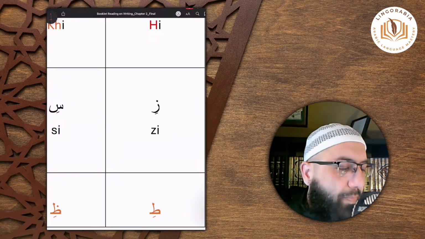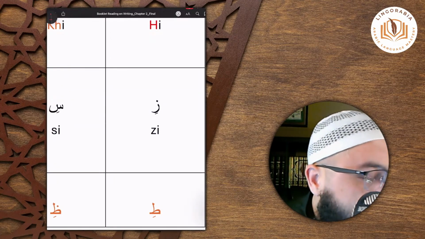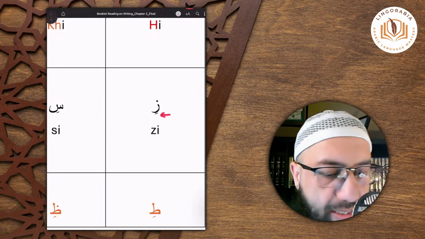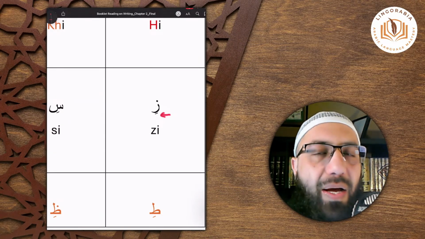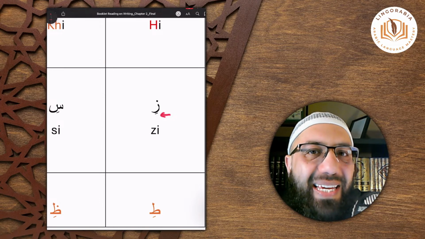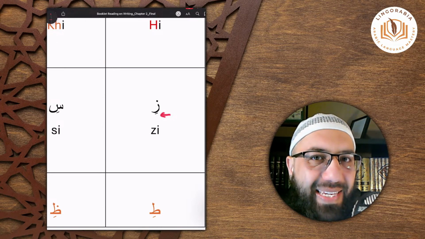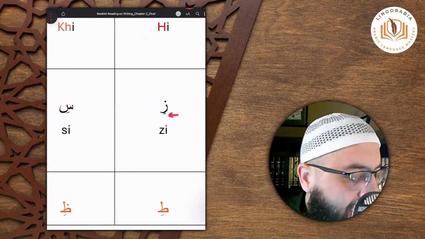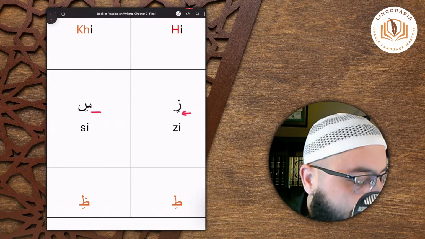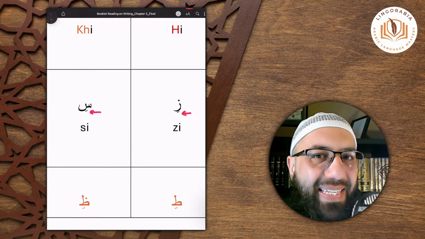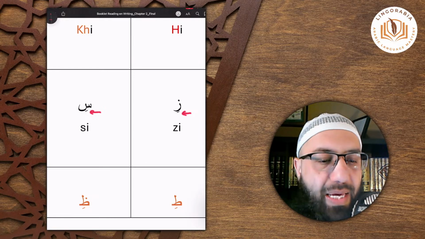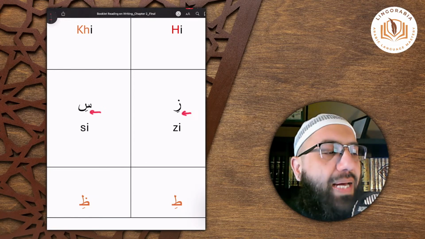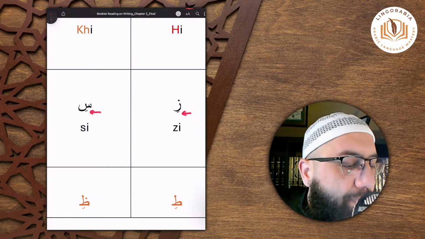Guys, let's go. So we got here the zay with the kasra. Let's get into the lesson again. So we got the zay with the kasra becomes z, and the sin with the kasra becomes c. Now there is a difference between z and c. Make sure that you distinguish between these two letters, guys. They are not the same.